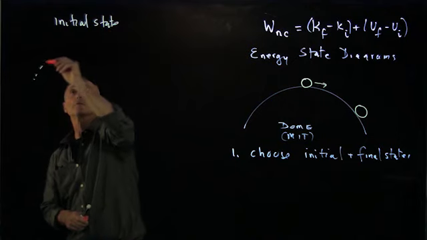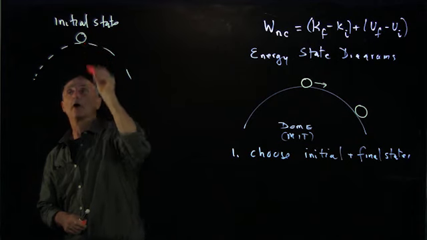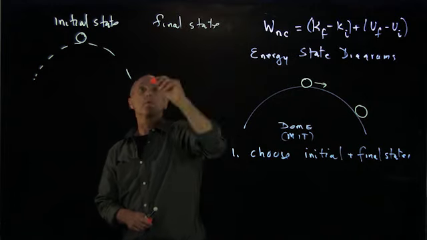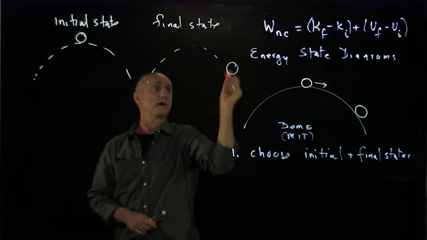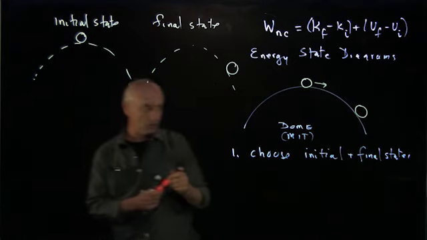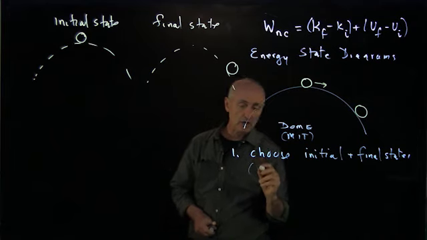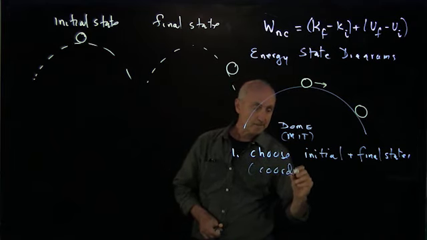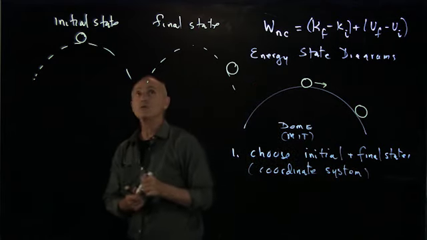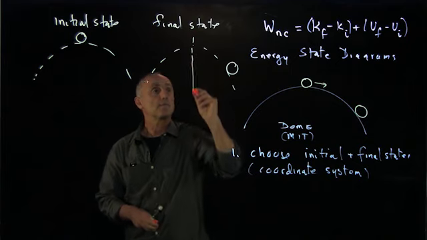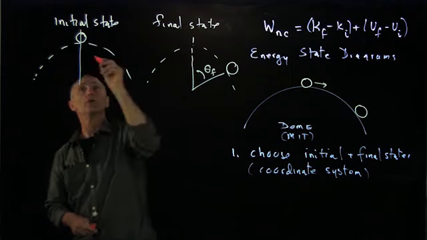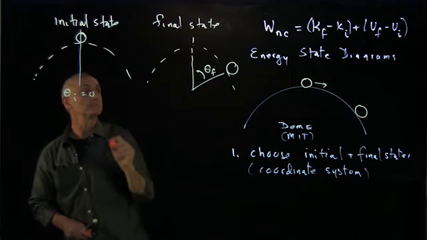Let's draw our object at the top. And in our final state, separately, let's draw the object over here. And then we want to parameterize these states by some type of coordinate system. So here we're going to have some type of coordinate system that we'll use for both. Energy is a scalar, so we don't have to worry about it. And what I'll do is I'll define an angle theta final here from the vertical; theta initial is 0.